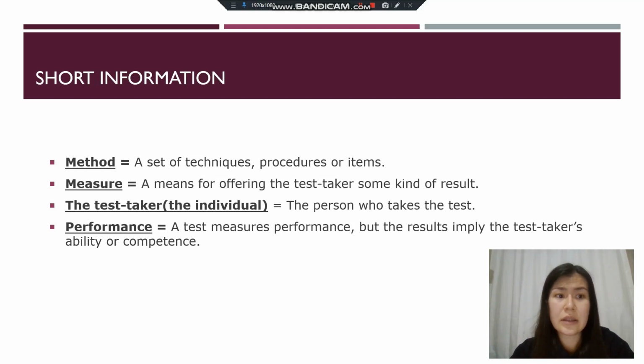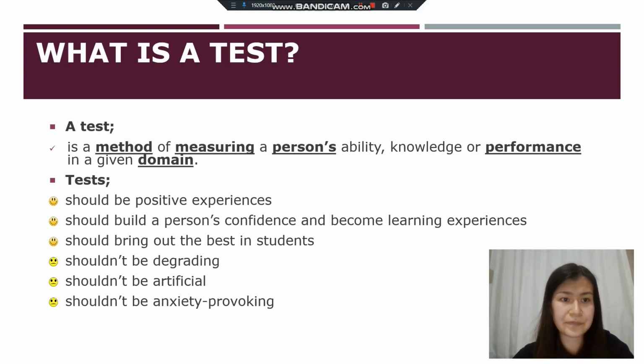These are the short information. What is method? Method is a set of techniques, procedures, or items. Measure is a means for offering the test taker some kind of result. So what is a test taker? Test taker is the individual, the person who takes the test, mostly students. And performance: a test measures performance, but the results imply the test taker's ability or competence.